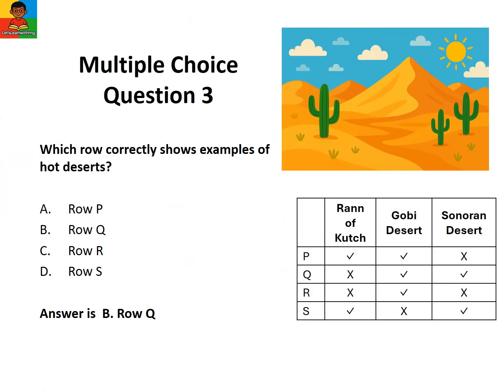Question 3. Which row correctly shows examples of hot deserts? Row P, row Q, row R, row S. Let's look at the table. Row P includes the Rann of Kutch and Gobi Desert. Row Q includes the Gobi Desert and Sonoran Desert. Row R includes only the Gobi Desert. Row S includes the Rann of Kutch and Sonoran Desert. The correct answer is B. Row Q.